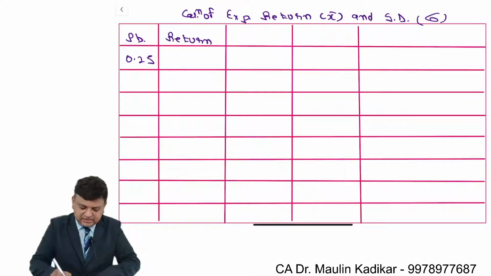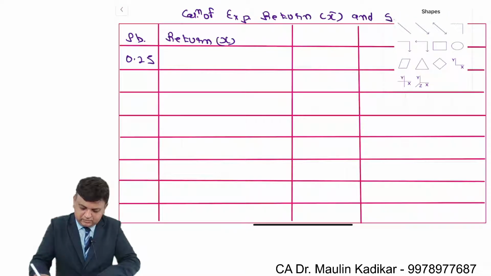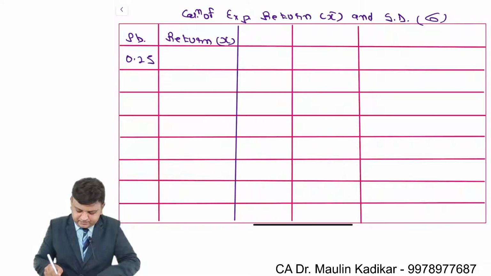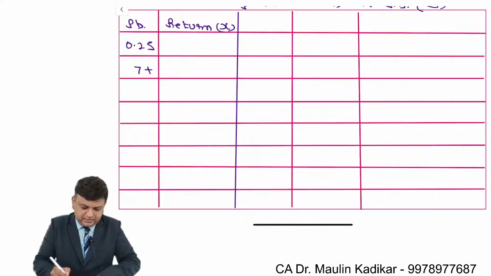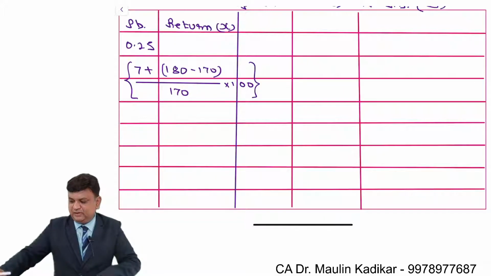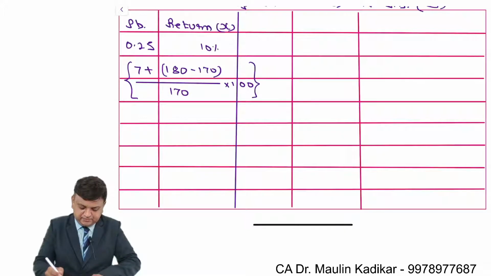Let us see. Say we'll assign X variable to the return. So in that, let us see the return. Dividend per share will be rupees 7 plus market price per share will be 180. The price per share was 170. Whole divided by 170 into 100. So it is 10 plus 7, 17 upon 170 into 100. That comes to 10%.